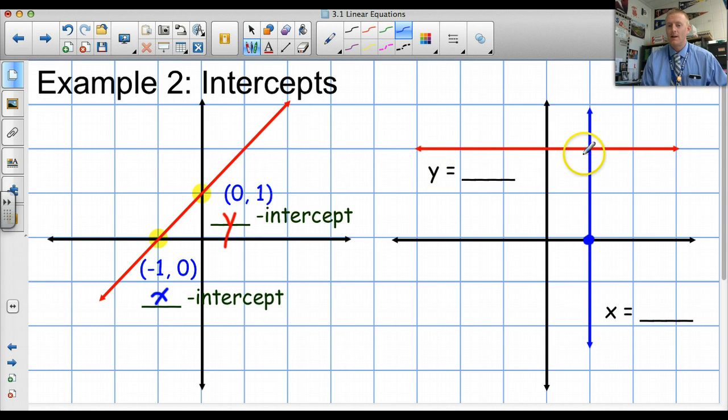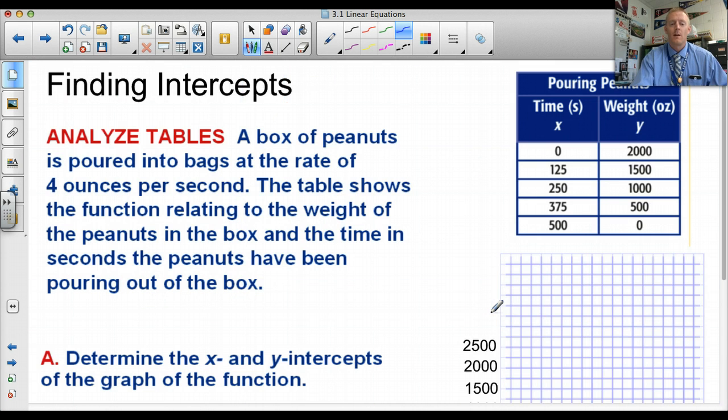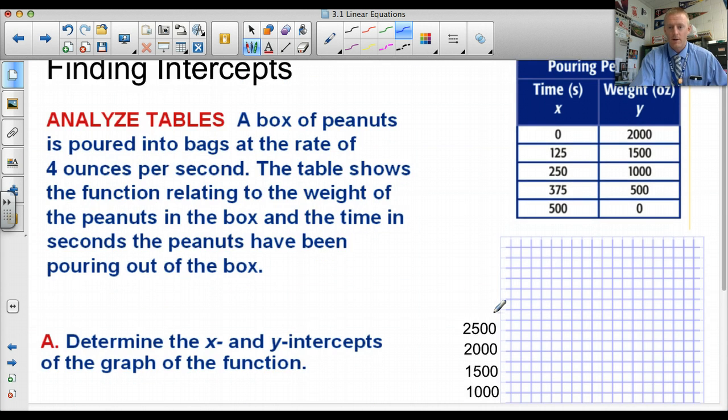This horizontal line right here is going to say y is equal to 2, because y is 2 along this whole line. And over here where x is equal to 1, that is our vertical line. So we understand that horizontal lines are where it says y equals just a number, and vertical lines are where it says x equals just a number. All right, so what do we do with this kind of information?